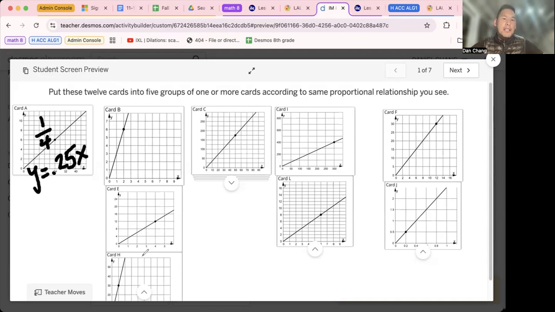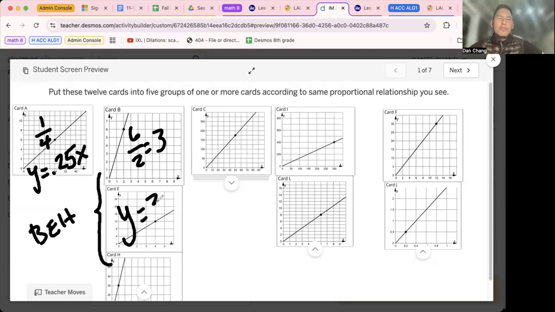Cards B, E, and H are together. These all have a slope of, you can see this is 6/2, 6/2, which is 3. So all three of these cards, B, E, and H, are y equals 3x.